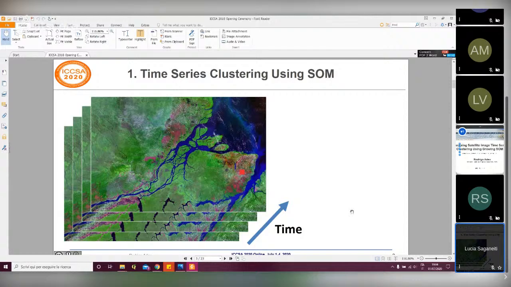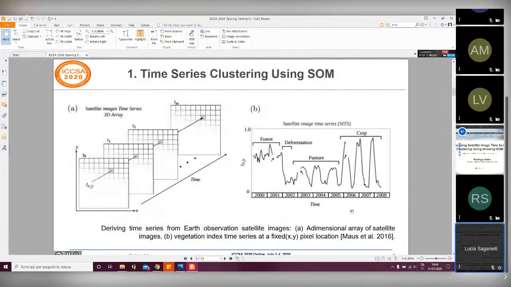On the next slide, please, Lucia. We have an example about vegetation indexes. So we fixed a point, look at this point over the time in several images retrieved from satellite images, and then we are able to look at how this vegetation index changes over the time. On the next slide, please.